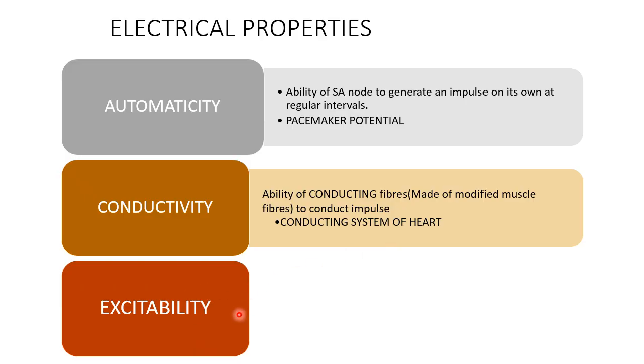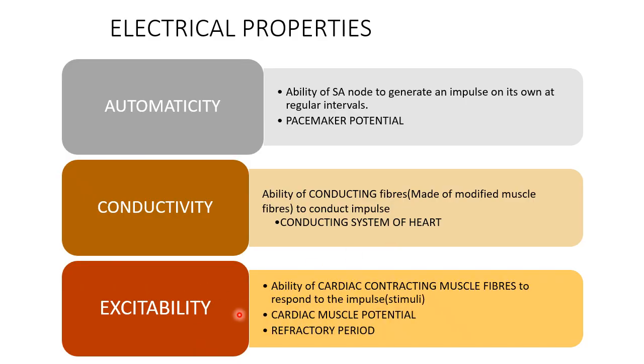The third is excitability. What is excitability? The ability of the cardiac contracting muscle fibers, the muscle fibers present in the atrium and the ventricle, the working muscle fibers, to respond to the impulse, that is, the impulse which is generated and conducted. These contractile muscle fibers show a response that is called the cardiac muscle action potential.